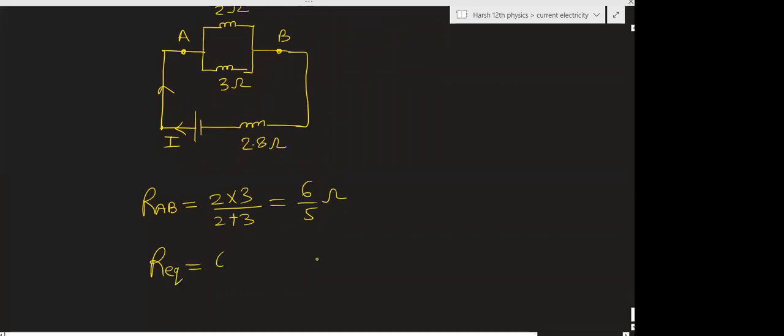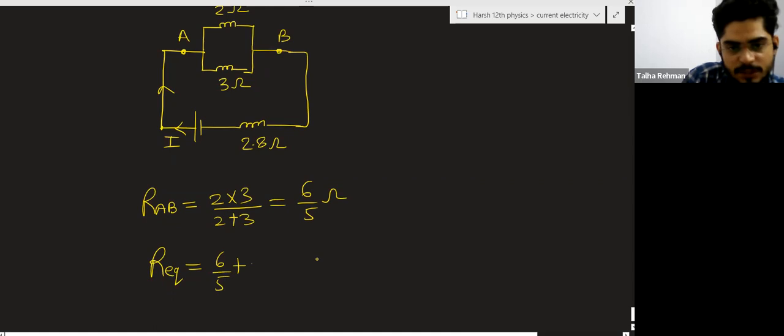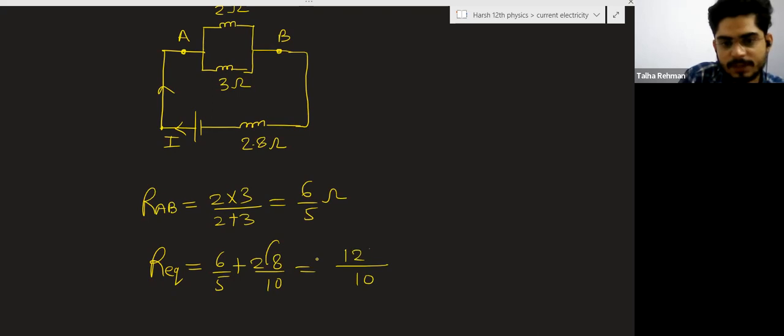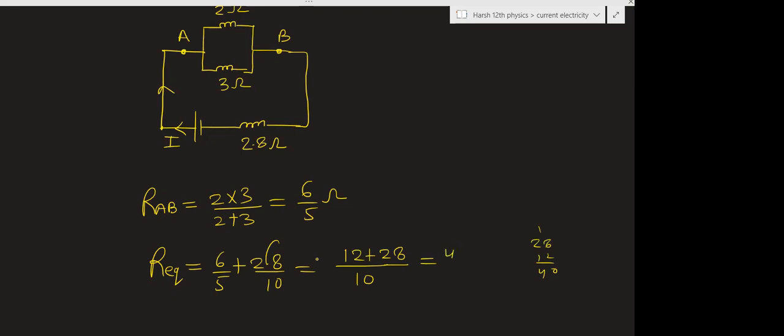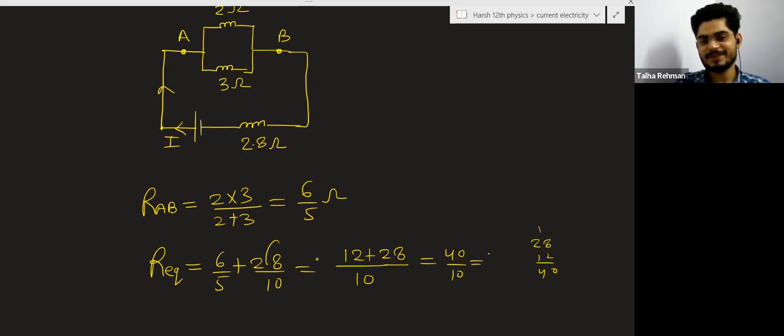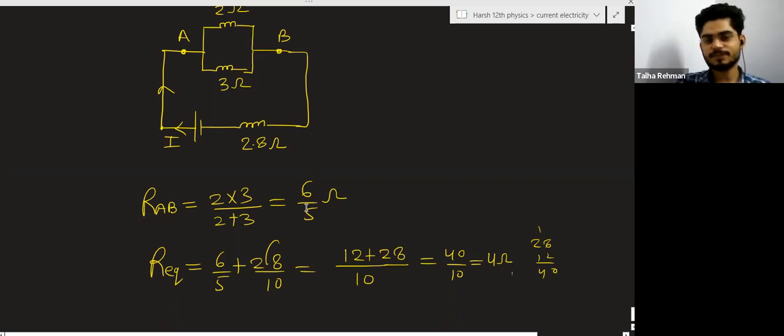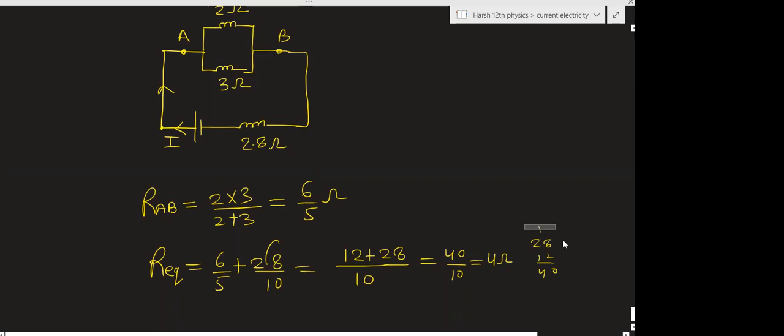Equivalent resistance, you can write, is 6 by 5 plus 2.8. Taking the LCM here as 10, this will become 12 and this will become 28, and 28 plus 12 is 40. 40 divided by 10 will be 4 ohm. So the equivalent resistance of the circuit is 4 ohm. Okay, very good.